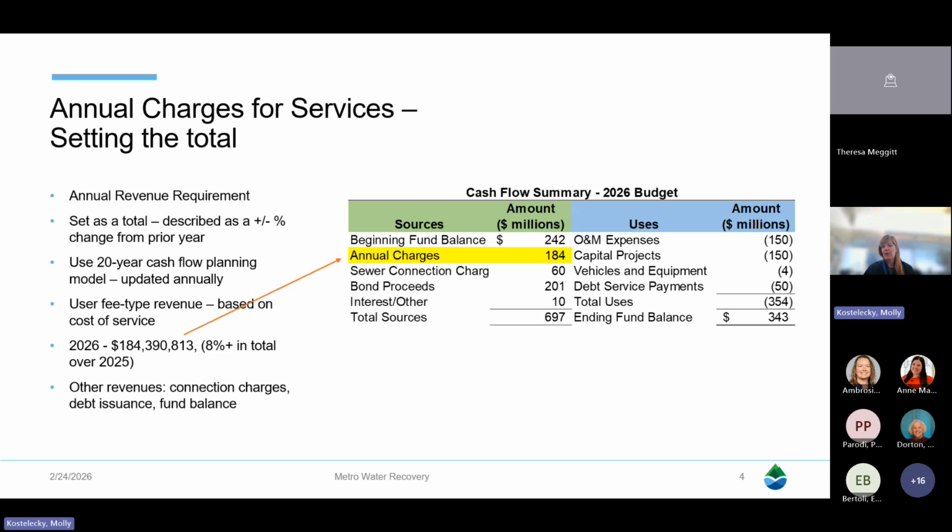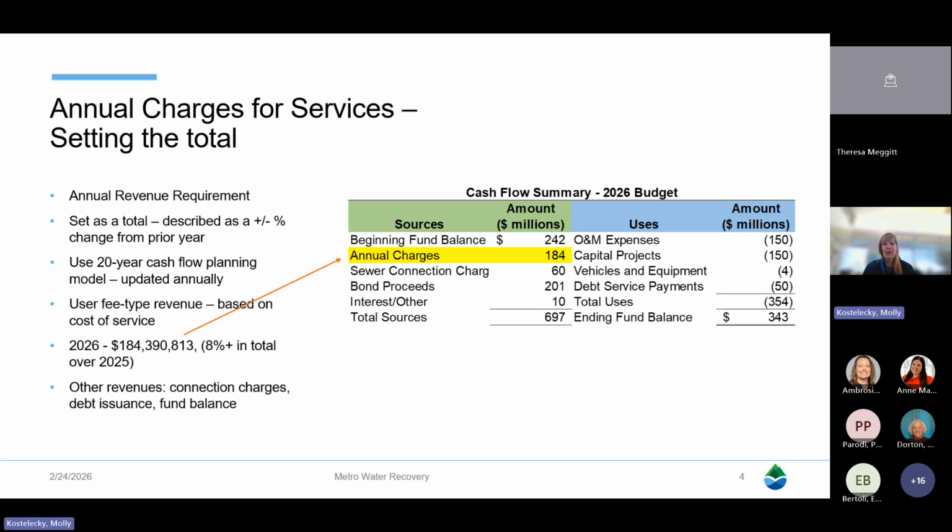The other tool we have in our toolbox is bonds. We can issue debt. We're an enterprise fund, so we have the ability to issue bonds, and we are in 2026 issuing bonds. This is showing bond proceeds of 200 million. We actually went to market last week, had a very successful sale, and we only issued total bonds of 136 million. So that's all been incorporated into that 20-year plan, even though that doesn't quite match the budget.